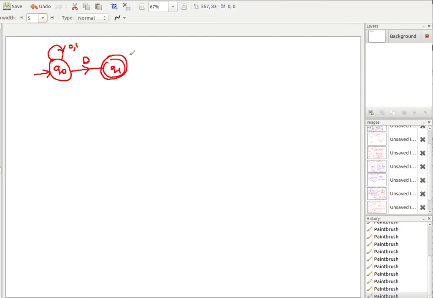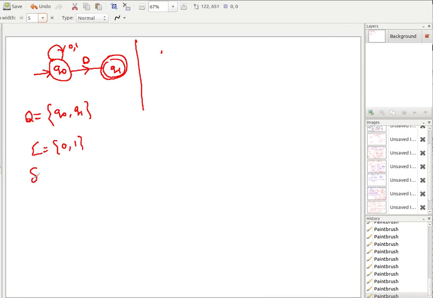I have drawn a very small NFA, just for simplicity. So what is the language of this NFA? The language of this NFA is that it ends with 0. Whatever might be the beginning, it always ends with 0. Now if I have to design an equivalent DFA, what are all the tuple components for this NFA? What are the possible states? They are Q0 and Q1. The alphabet is 0, 1.